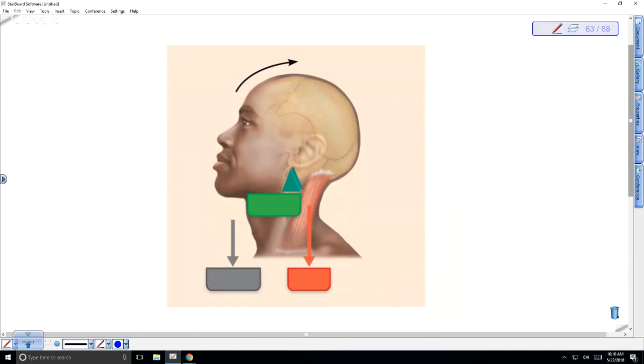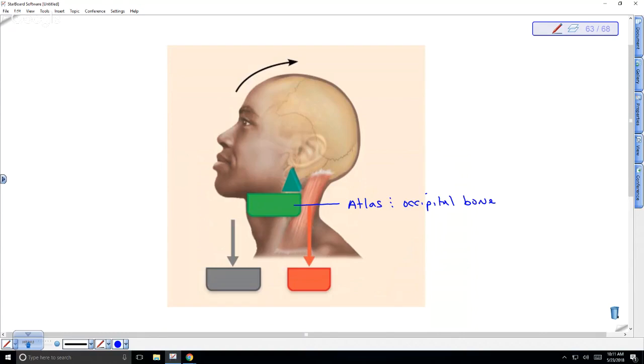So my fulcrum right here is the joint between the atlas and the occipital bone, right? So the atlas being the first C1 vertebrae. So your first cervical vertebrae, the joint between the first cervical vertebrae and your occipital bone. And remember, the axis also allows for rotation. Okay, so that's your fulcrum.